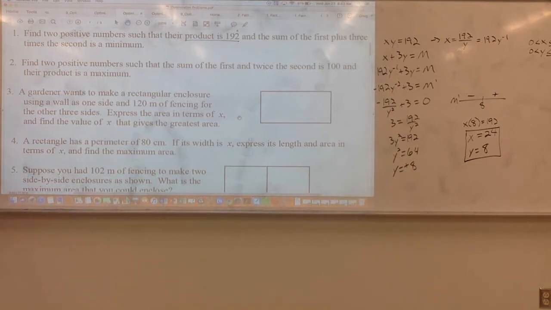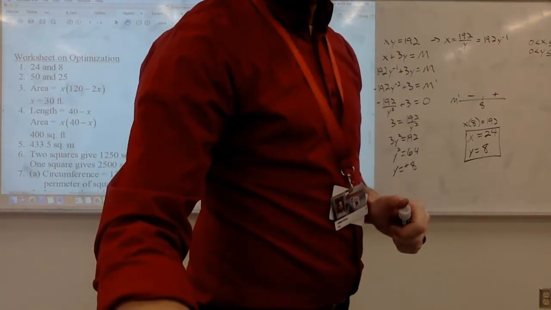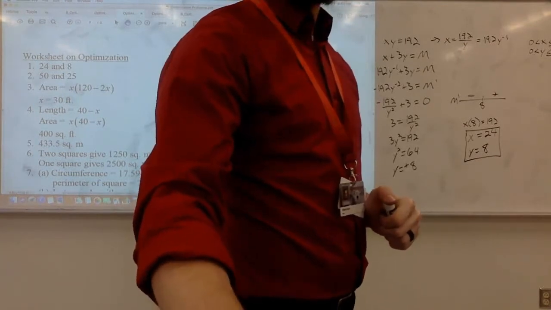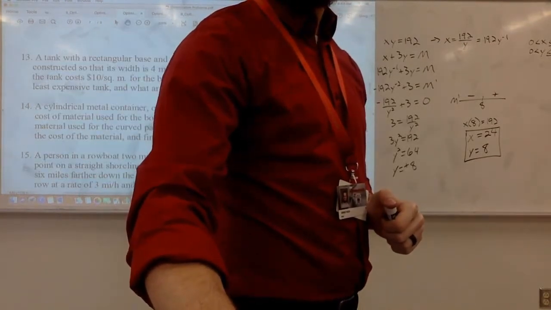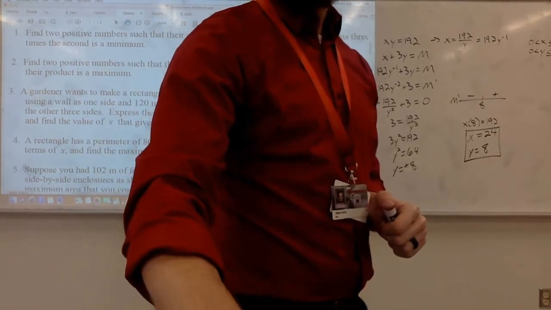All right, we okay with that one? Do we want to do 2 as well? It's similar, except we are given the sum and we want to maximize the product this time. So the answer's 50 and 25. All right, we okay with that one? Yeah, let's do 3.